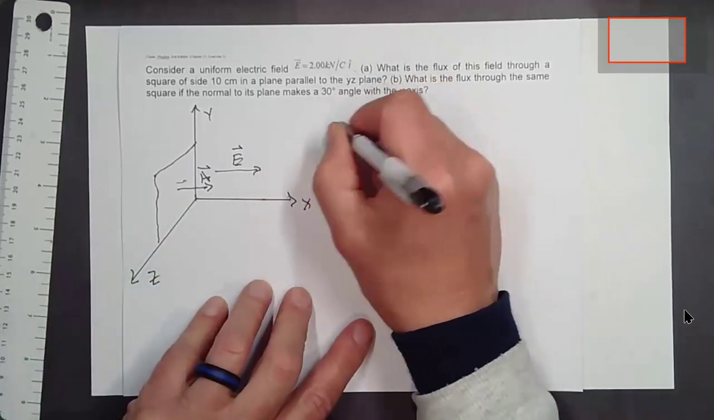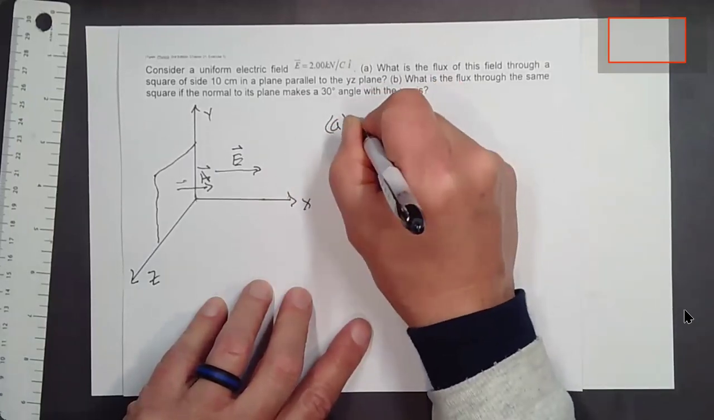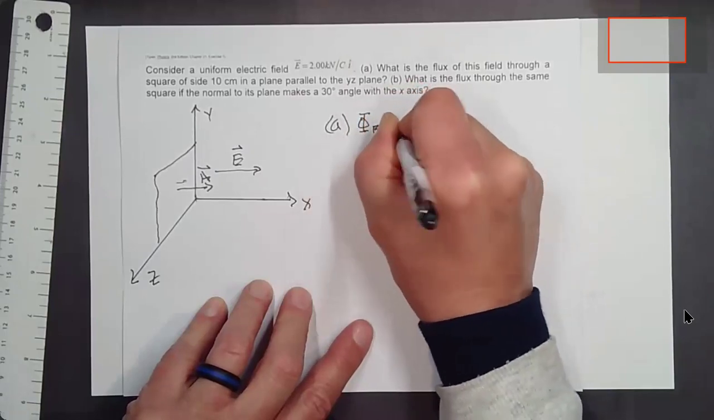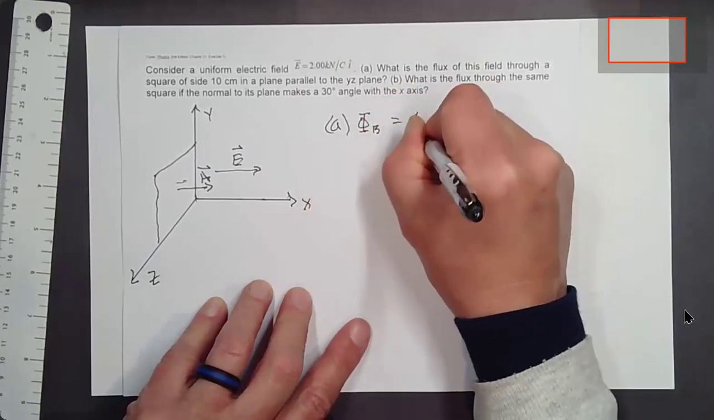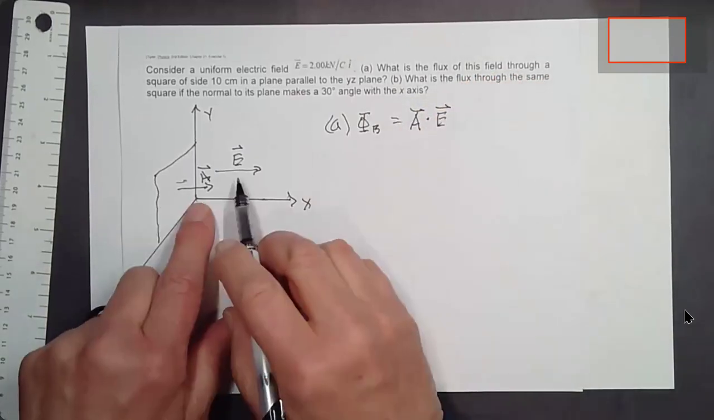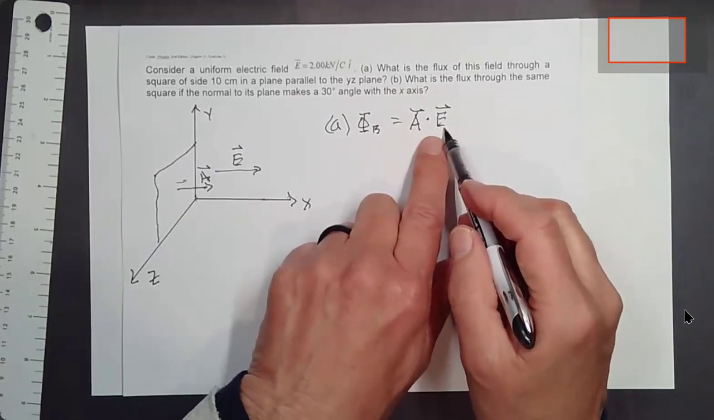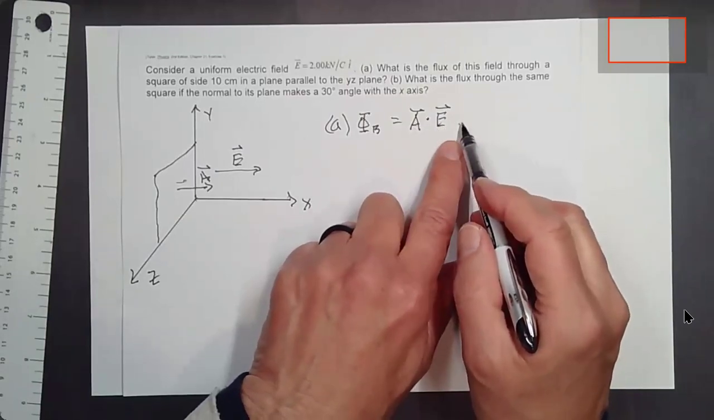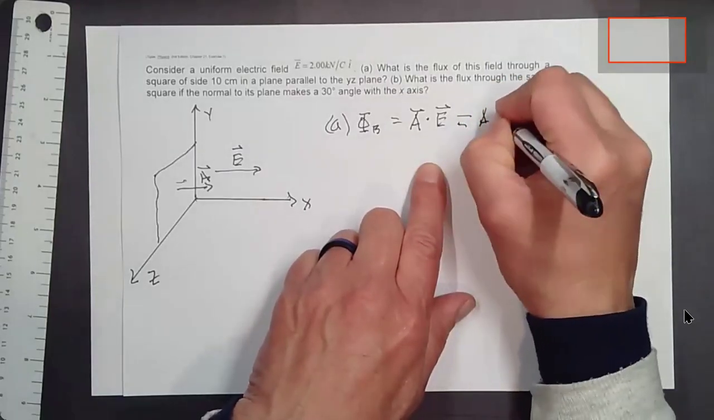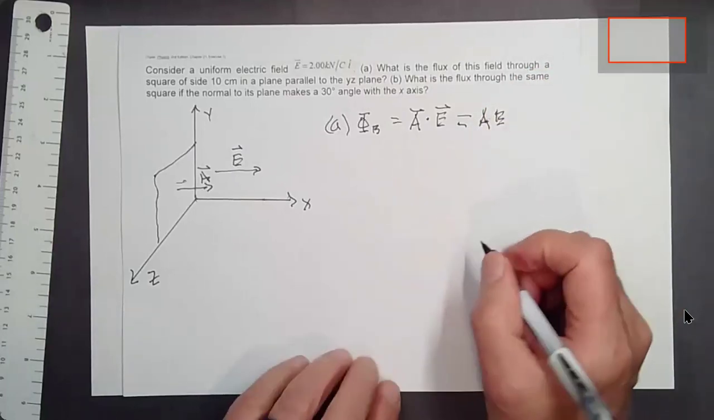So in that case, for part A at least, the flux of the electric field will equal just A dot E, which since they're parallel to each other, the magnitude of A, magnitude of E, cosine of 0 is 1, so it's just going to equal AE in this case. And that's all it's going to be.